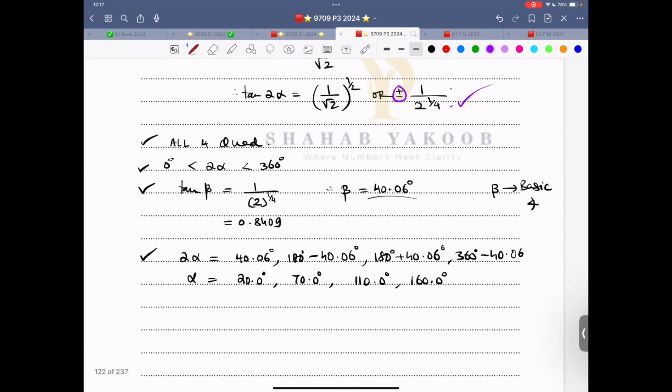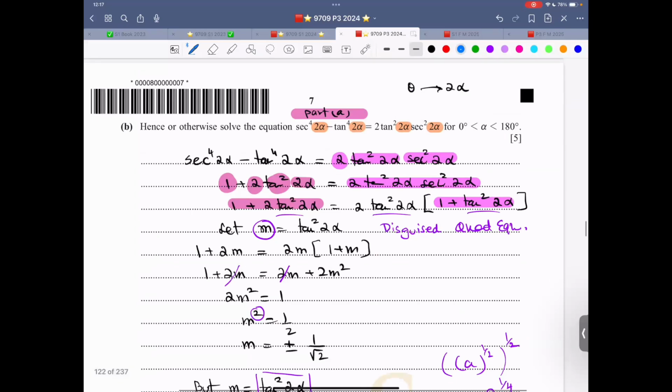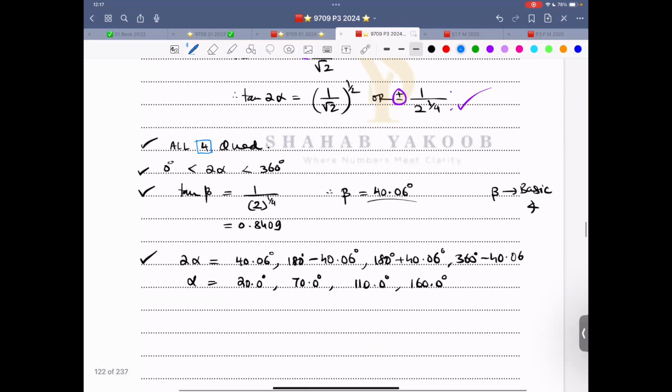Now the answer will be in all 4 quadrants. And alpha over here lies between 0 and 180. So therefore 2 alpha lies between 0 and 360. And over here, I'm using the symbol for the basic angle as beta. Beta is the basic angle, the acute angle with the x-axis. So we always calculate with the positive ratio. We work in 2 decimal places. And beta is the basic angle that's written over here. Therefore, tangent beta is this. Therefore, beta is this much.